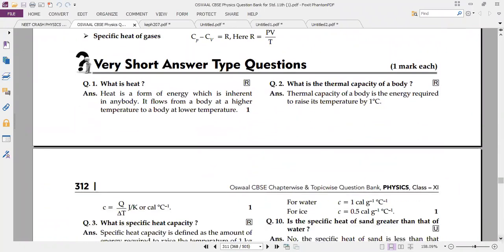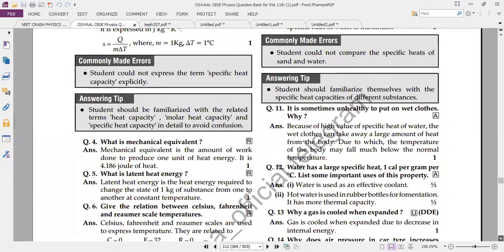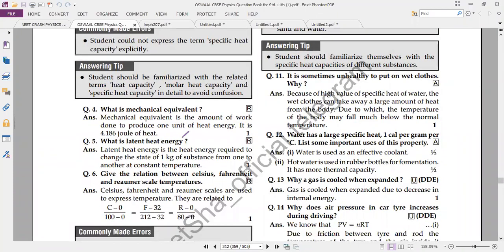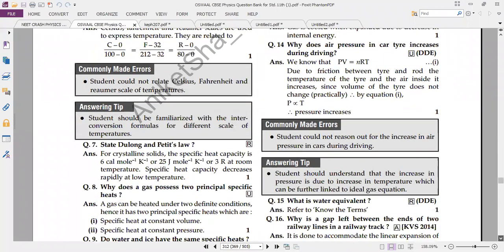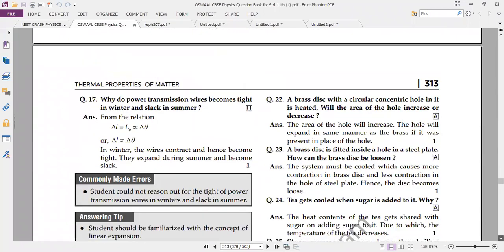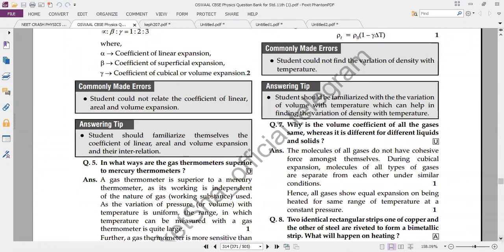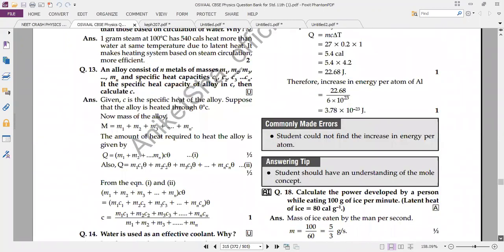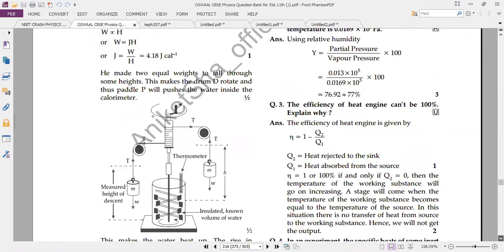But this is related to board exam. How will they ask one more question, two more questions? What is latent heat energy? What is mechanical equivalent? The conversion, the relation for Celsius, Fahrenheit, and Reaumur or Kelvin. And related problems also we discussed.